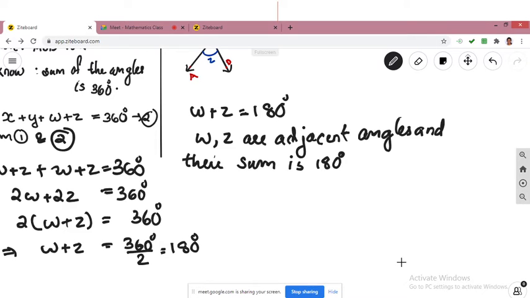If the sum of two adjacent angles is 180 degrees, then they are called a linear pair of angles. Can you remember the statement of the axiom? If the sum of two adjacent angles is 180 degrees, then what happens? Then a ray stands on a line. Do you remember that now? Yes, ma'am. So can we use that here?